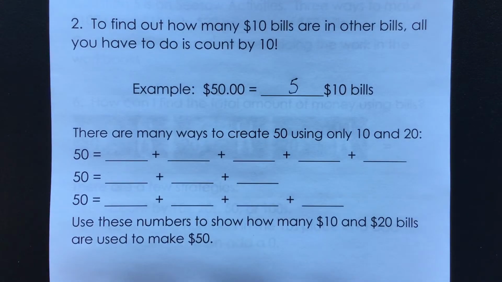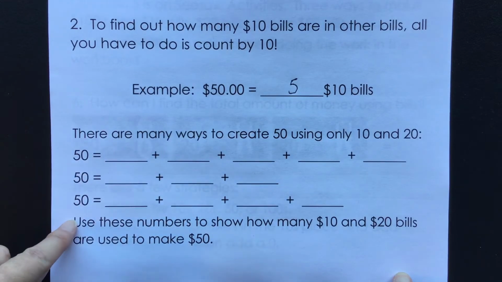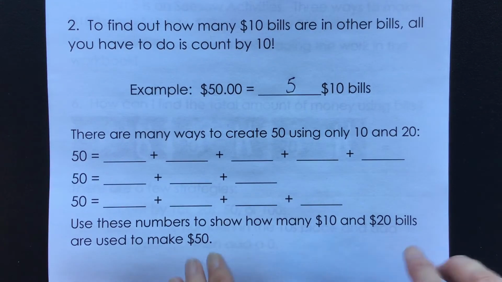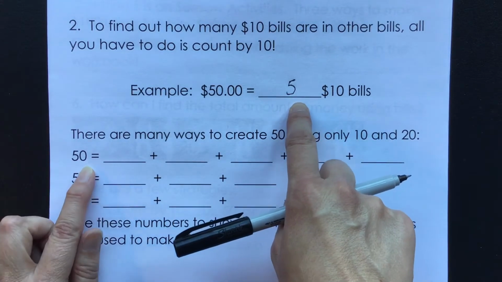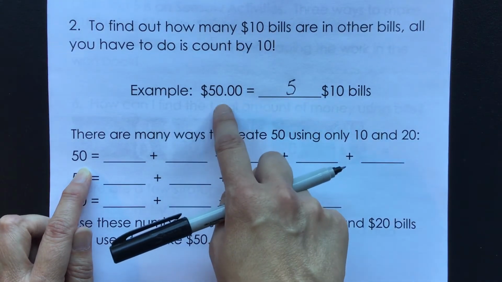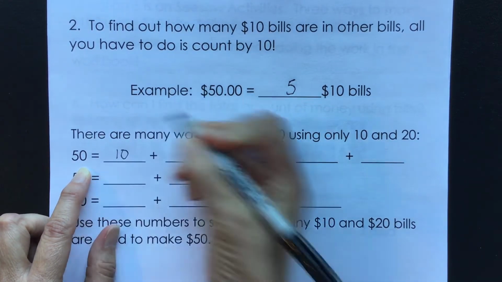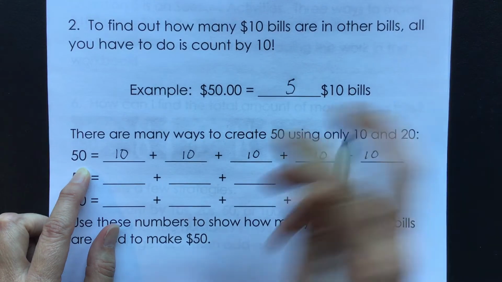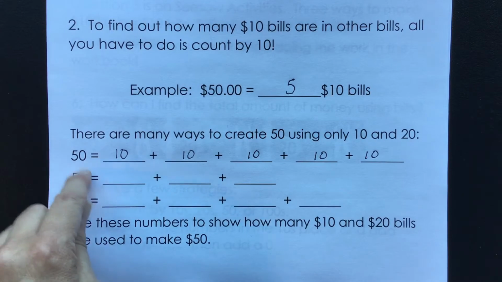So this is related to the next question, which is question number 3, and question number 3 and 4 are very similar, so I kind of just included them all together. It says there are many ways to create $50 using only 10 and 20. Well, how can we do that? Our first way can be exactly like this. What did we use to make $50 in this question? We used $10 bills. So if I go 10 plus 10 plus 10, plus 10, plus 10. 10, 20, 30, 40, 50. Look what I get. I get 50. So 5 tens equals 50.